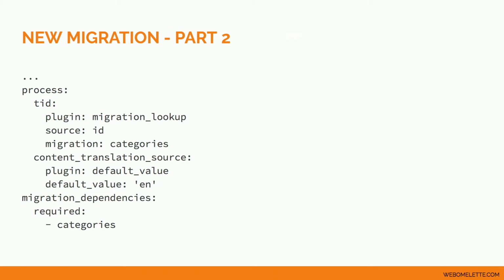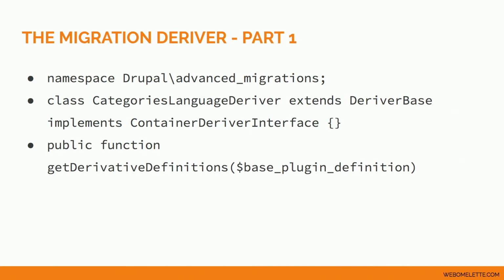And the final part is that deriver class that we were talking about. So here's a couple of points on that. It goes into my module namespace, in mass migration. It's called like this, and it has to extend the deriver base, which implements its own deriver interface, which has one method, getDerivativeDefinitions. And this method receives the base plugin definition as an argument.